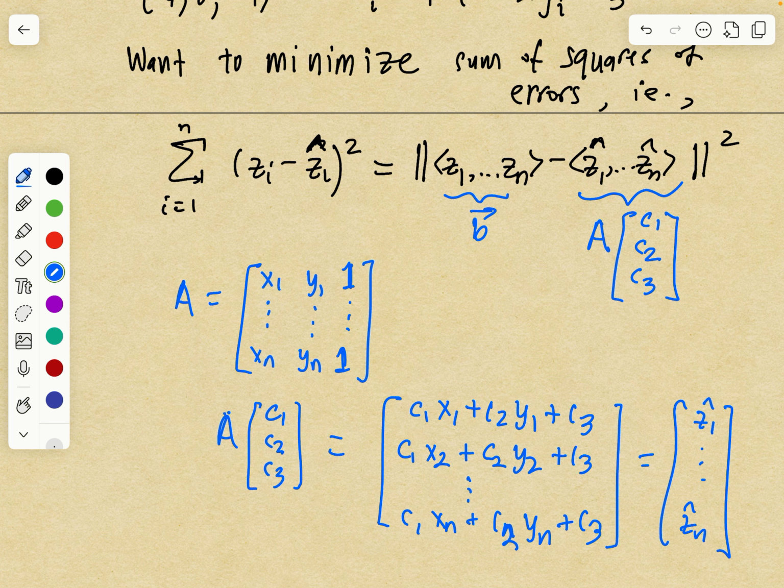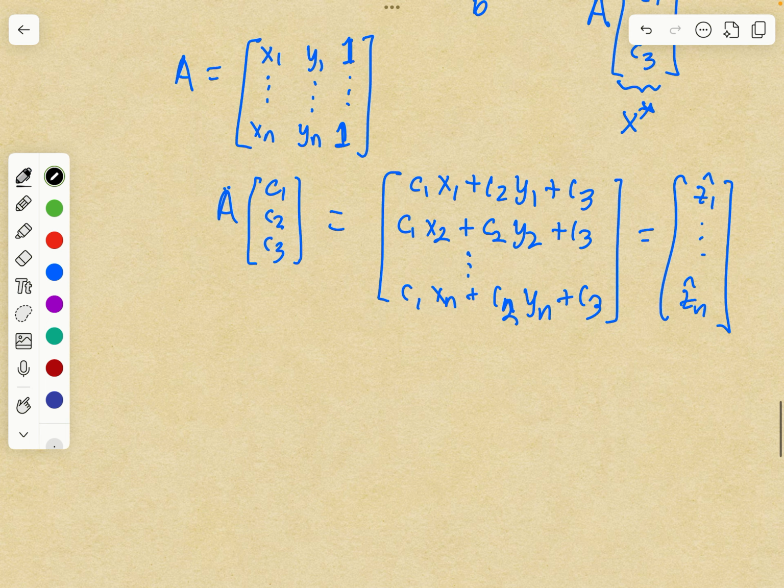Okay? And we know how to minimize this. So let's call this vector x star. We want to project b onto the column space of A. And we've seen how to solve this least squares problem. We want x star such that A transpose A times x star is equal to A transpose times b.